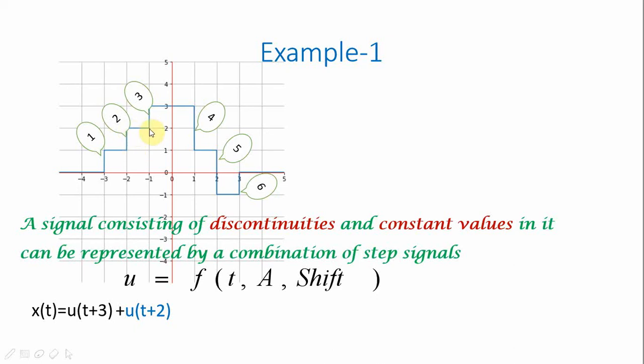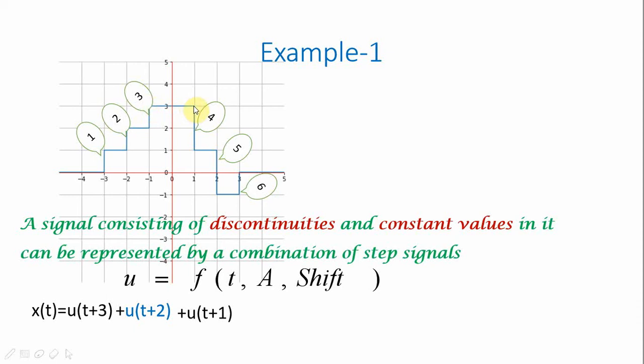At t is equal to -1, the magnitude changes from 2 to 3. That means it requires one more step signal of unit magnitude added at t is equal to -1, that is u of t plus 1. So now we have three step signals with shifts at -3, -2 and -1 added together, and their total magnitude is 3. So this continues from -1 to +1.